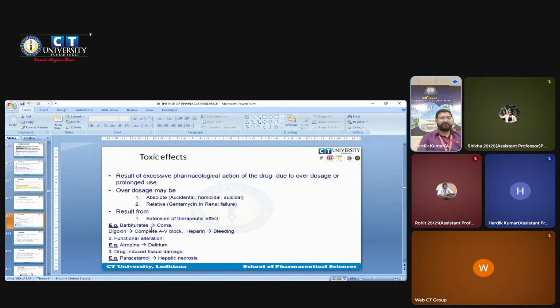For toxic effects, for example, digitoxin can cause AV block. Heparin can cause bleeding. Atropine can be used as a diuretic.